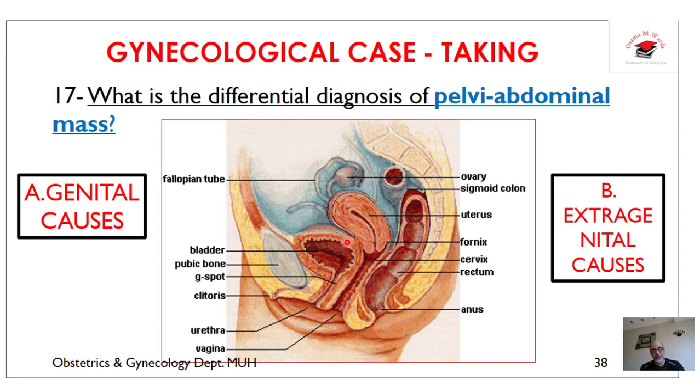Extragenital: bladder, full bladder or bladder masses; rectum, full rectum or rectal masses; peritoneal masses, or intraperitoneal fluid such as hematocele or pelvic abscess. These are all extragenital causes of pelvi-abdominal swelling.